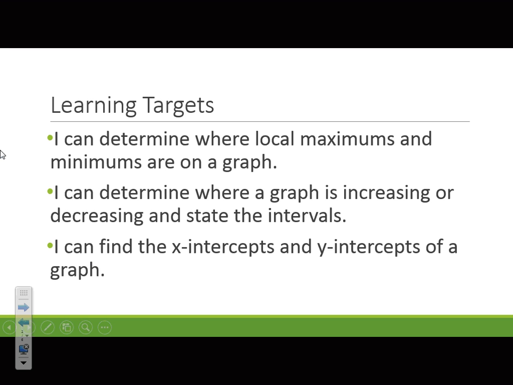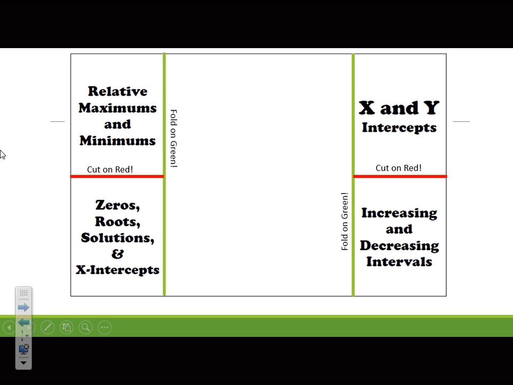Our learning objectives today are that you can determine where a local maximum or minimum are located on graphs, that you can determine whether a graph is increasing or decreasing and state the intervals, and that you can find x-intercepts and y-intercepts. So on our foldable, this is what it looks like.